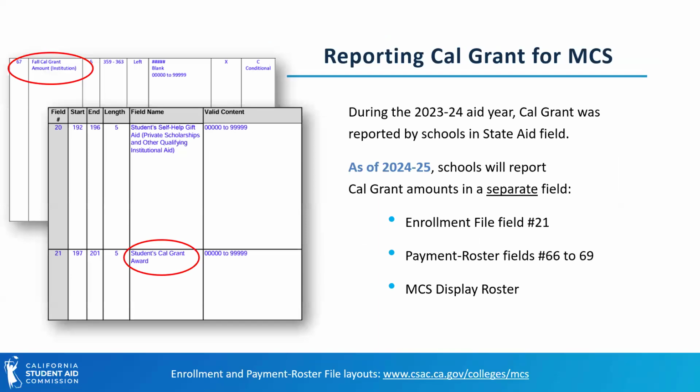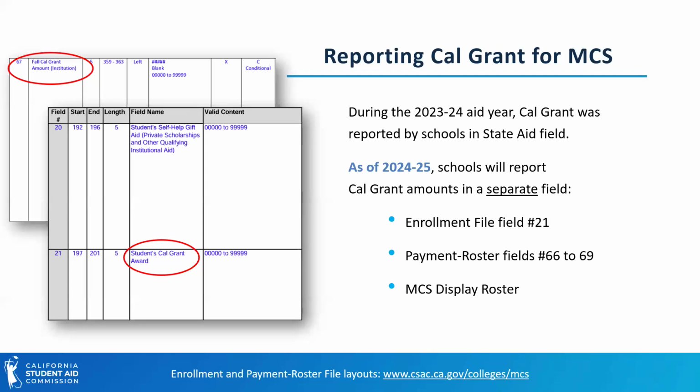And this is probably the most notable change for 24-25: how Cal Grant is reported for MCS purposes. You may recall that last year, Cal Grant was reported by schools in the state aid field. But as of 24-25, schools are reporting Cal Grant amounts themselves. We are no longer referencing what is on the Cal Grant roster because, as we all know, sometimes Cal Grant reconciliation does not always happen in real time.